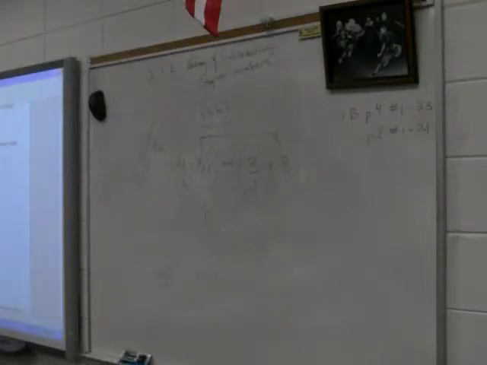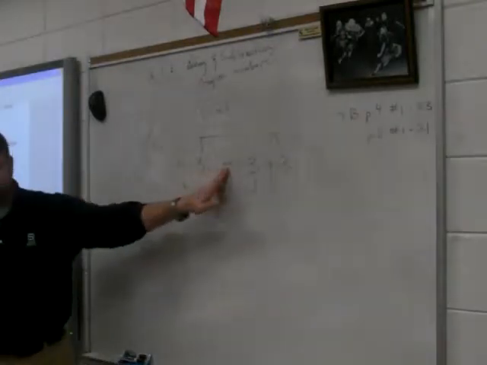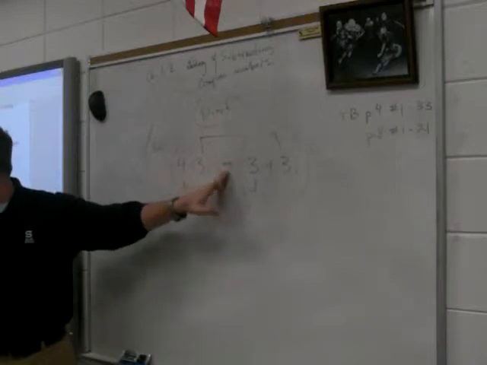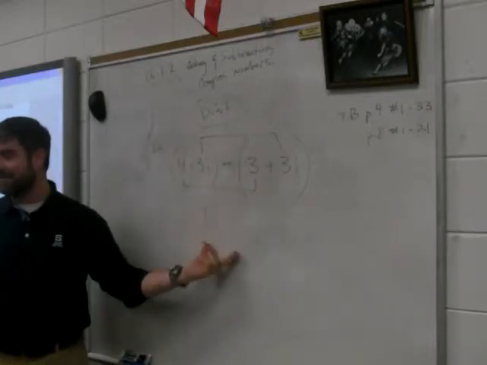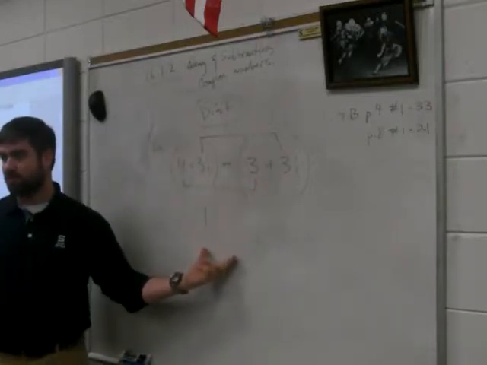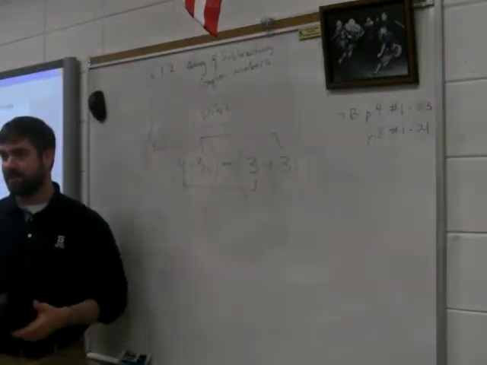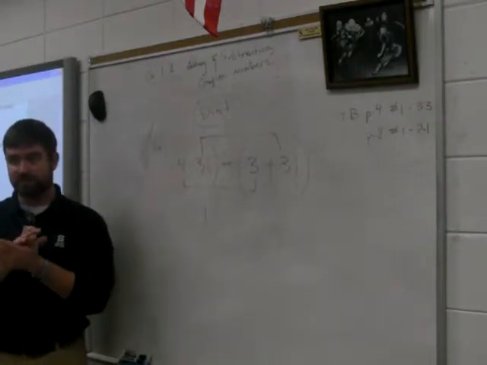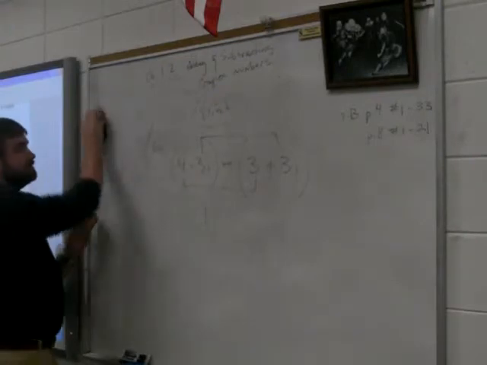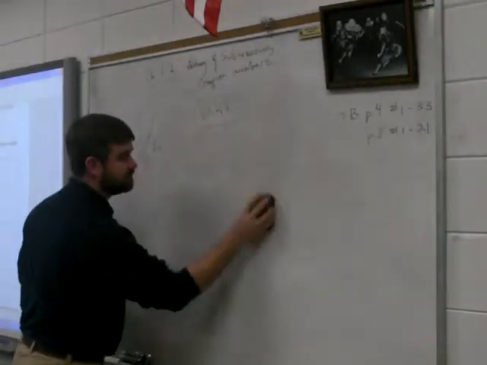Questions? Any questions? The important thing to remember here, guys, is to distribute that negative. If I forget to and I just say negative 3i minus 3i, I'm going to get negative 6i. I'm going to get it wrong. You've got to distribute the negative. Questions? You clear on that? You want to see another example? Yes. Let's do another example.